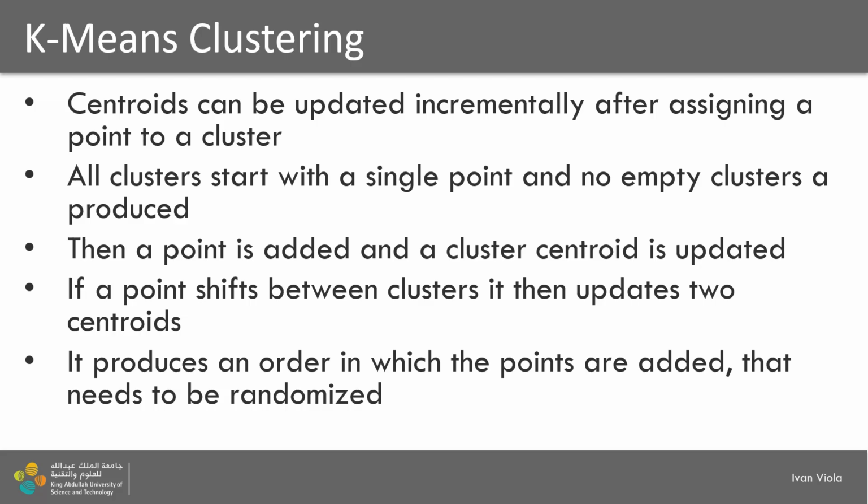But the disadvantage is that this incremental way is a sequential way. It produces an order in which points are added, and the clustering will be heavily dependent on this order. Therefore, it would be good to have a random process, so that we randomize which point is added to the data set next from the data set points which have not yet been assigned to any cluster.